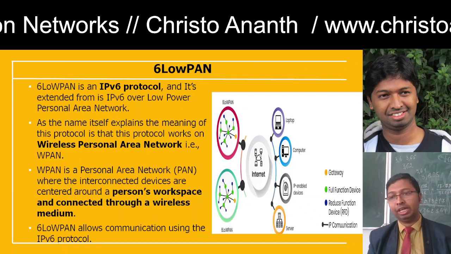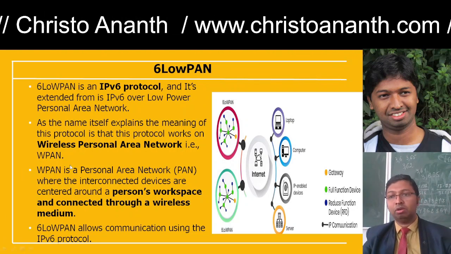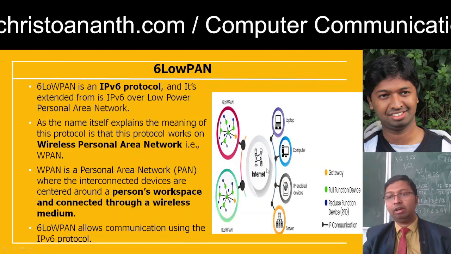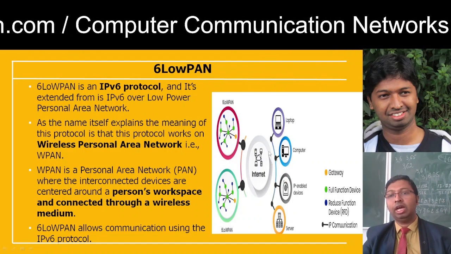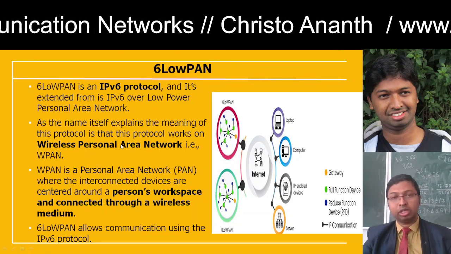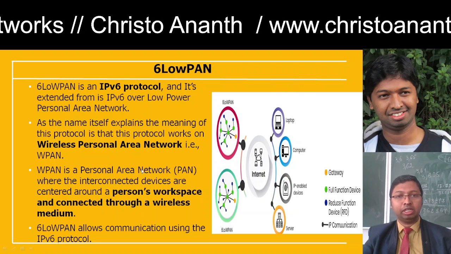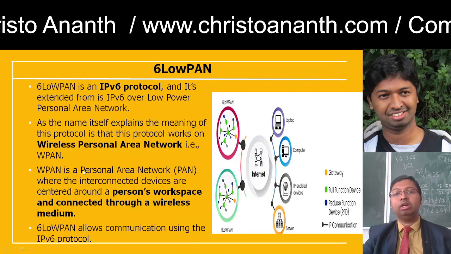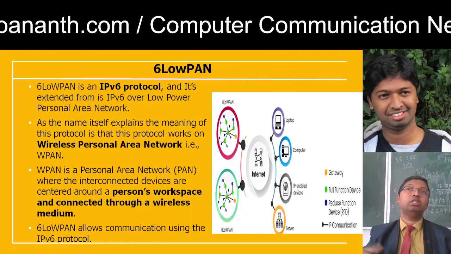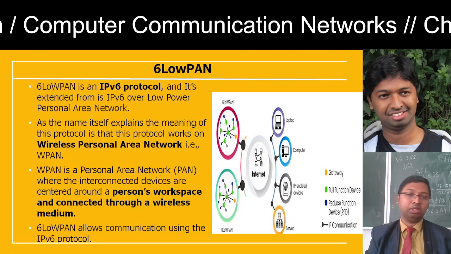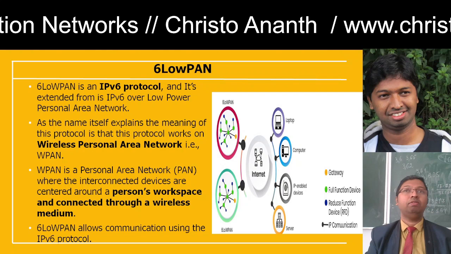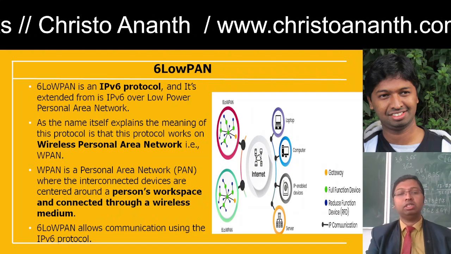We'll have a gateway and full function devices as well. This is the full function device, and this is the gateway. Then you'll have the RFD, reduced function device, and here it is connected to the IP communication through the WPAN, or wireless personal area network. Here the interconnected devices are centered around the person's workspace and connected through a wireless medium, not a wired medium. So 6LoWPAN allows communication through the IPv6, Internet Protocol version 6, standard.